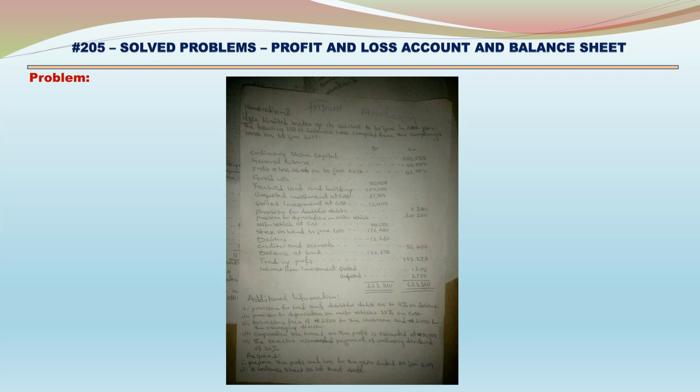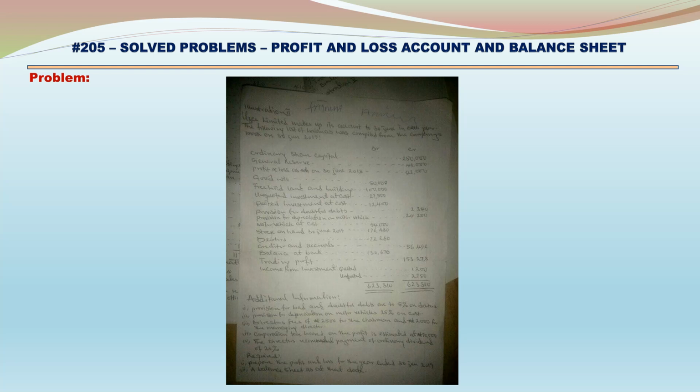Provision for doubtful debts 2,340, credit. Provision for depreciation on motor vehicles 24,250, credit. Motor vehicle at cost 54,000, debit. Stock on hand 30th June 2019, 176,480. Debtors, debit 72,260. Creditors and accruals 56,492, credit. Balance at bank, debit 130,670.